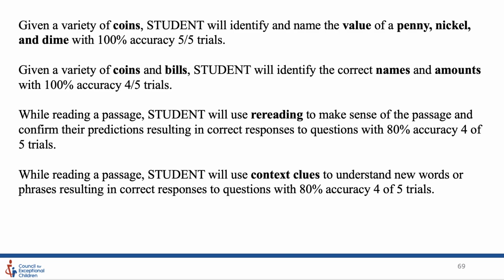Here's some examples when we're thinking about students. Given a variety of coins, students will identify the value of pennies, nickels, and dimes. This is really important stuff. Like, this is things that kids actually need to know, given a variety of coins and bills. When rereading a passage, students will be able to reread and make predictions. These are transferable skills. Using context clues, that last one. Kids need to be able to do this. So that's how we know these goals are really socially valid. They're not about Jeopardy facts or tier 3 kind of information.